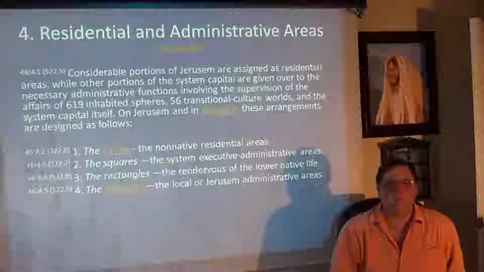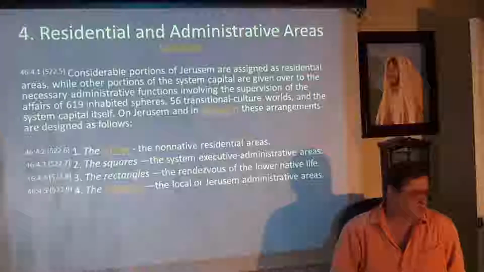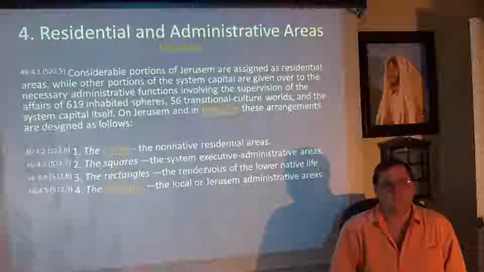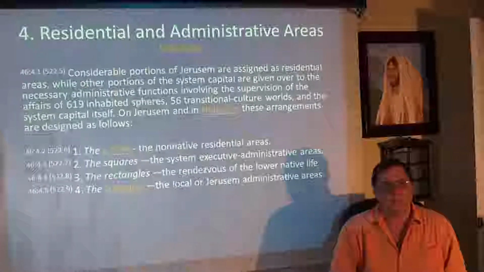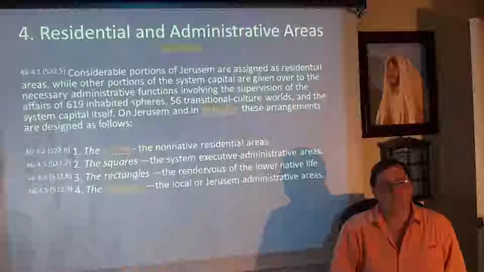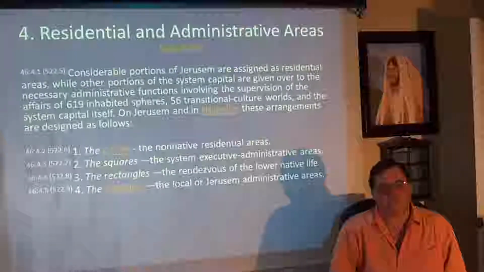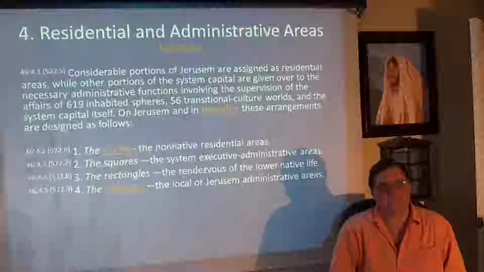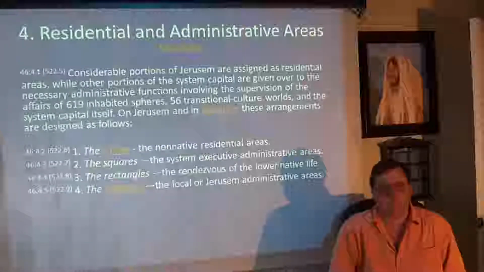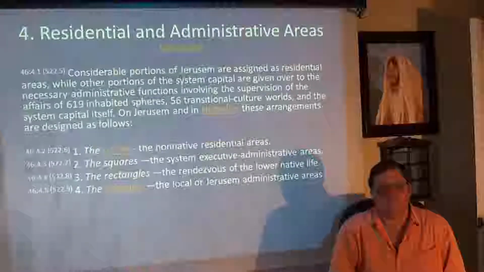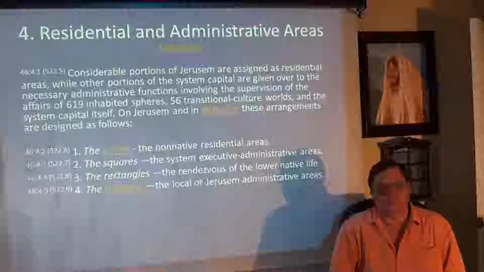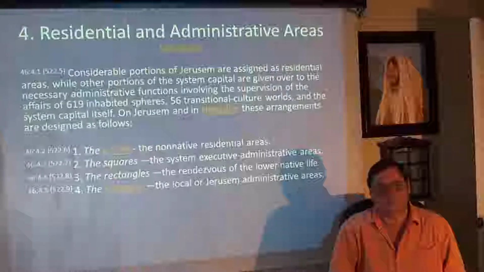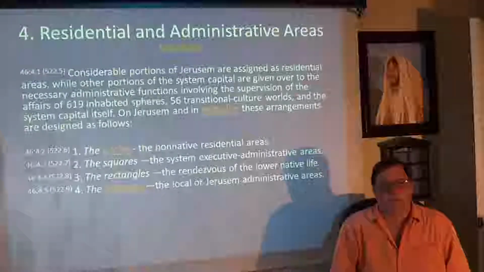Residential and administrative areas. Considerable portions of Jerusalem are assigned as residential areas, while other portions of the system capital are given over to the necessary administrative functions involving the supervision of the affairs of 619 inhabited spheres, 56 transitional cultural worlds, and the system capital itself. On Jerusalem and in Nebadon, these arrangements are designed as follows.